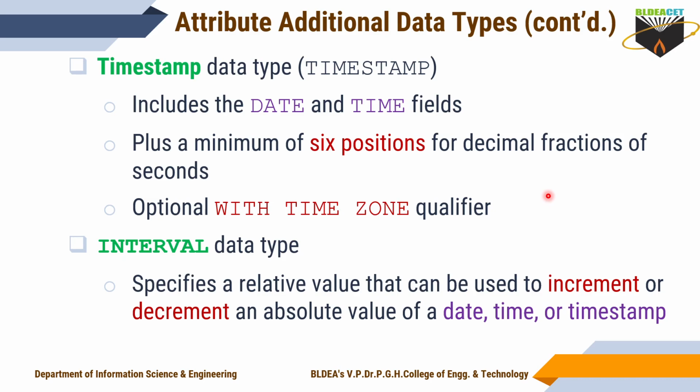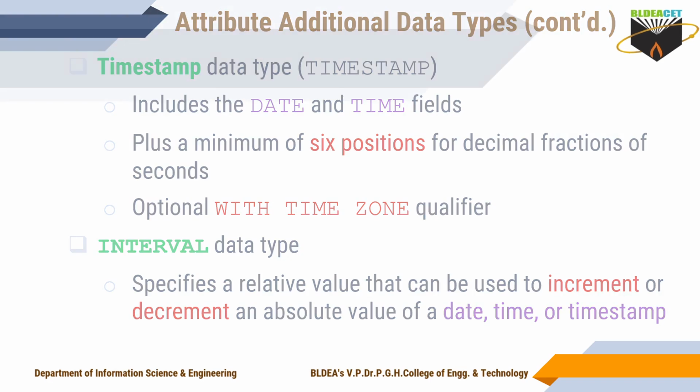In SQL, if you want to take any attribute, first you have to specify the name of the attribute, and next you have to specify the data type. So these are the different types of data types that you can specify here. Is it clear now? Okay.